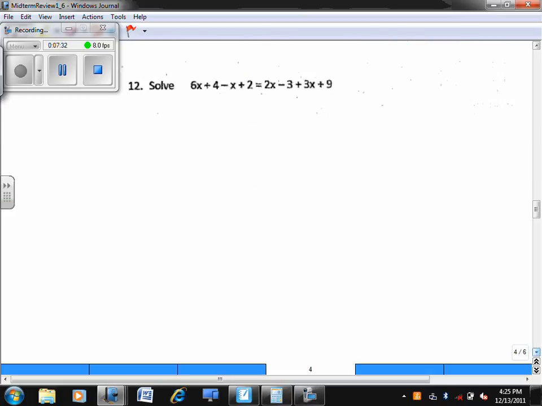Okay, problem 12. Back to equations. We need to solve this. So we have 6x plus 4 minus x plus 2 is equal to 2x minus 3 plus 3x plus 9. So we're going to simplify. 6x minus x is 5x plus 4 plus 2 is plus 6. 2x plus 3x is 5x. Minus 3 plus 9 is plus 6. They look familiar already, but we're going to keep going for just a moment. I'm going to subtract 5x from both sides.